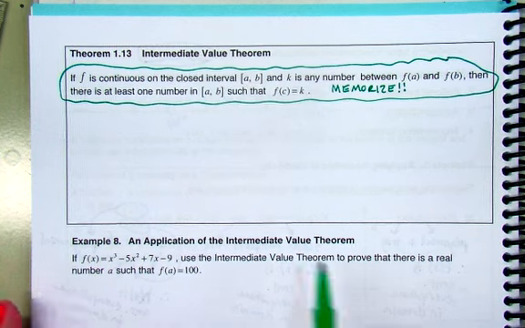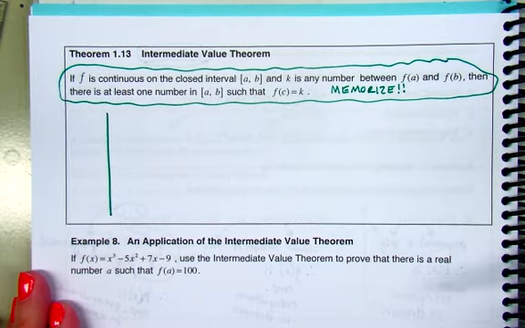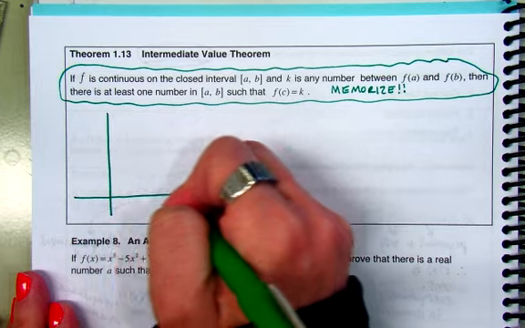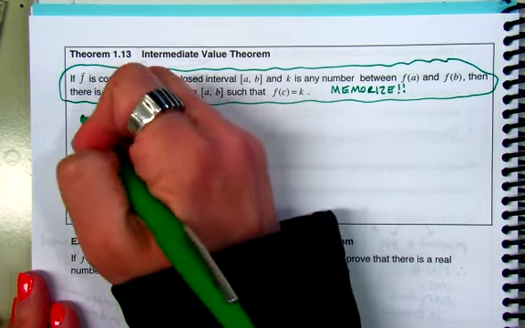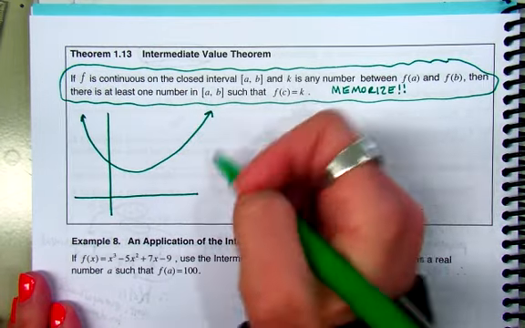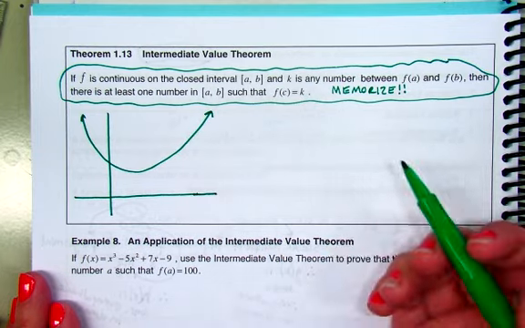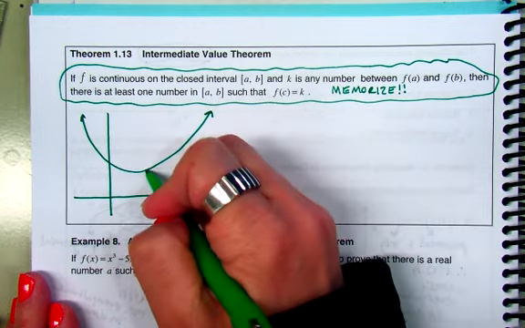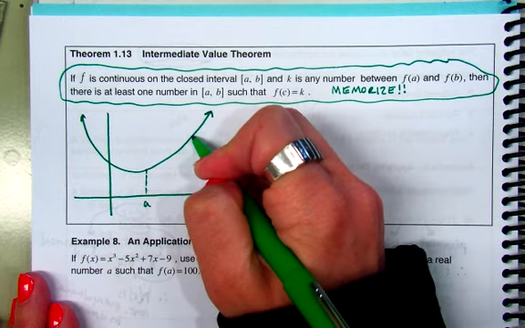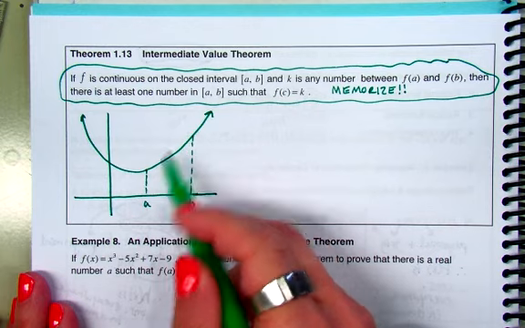I'm actually going to do two different graphs. Here's the first one. Let's say we had a basic parabola, and this is going to be continuous on some closed interval a to b. So I'll just pick some a and some b, and it's obviously continuous in that closed interval.